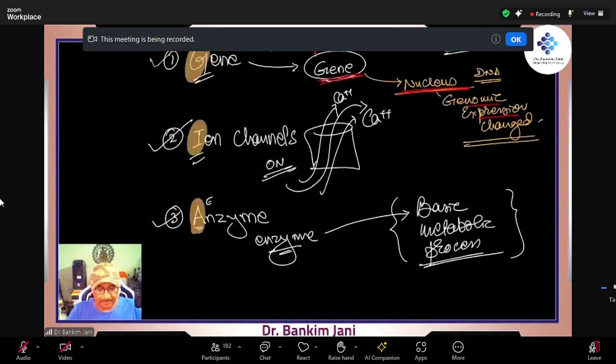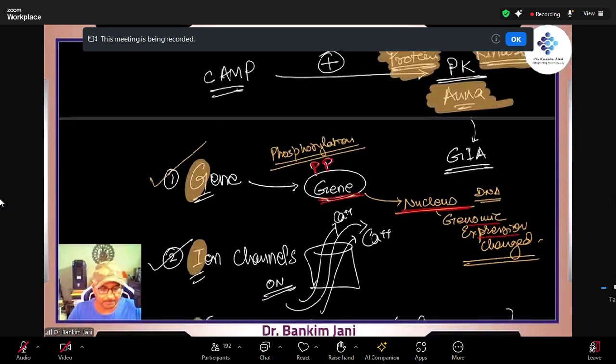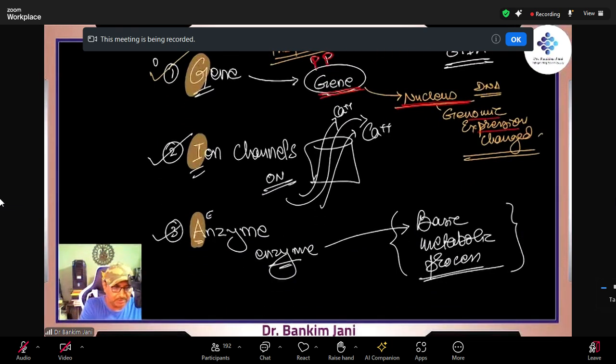So here, our protein kinase is a very dynamic enzyme. It will make changes into the gene, into the ion, and into the enzyme, so that the basal metabolic rate and everything starts rising. So the body is ready to fight. That's the function.